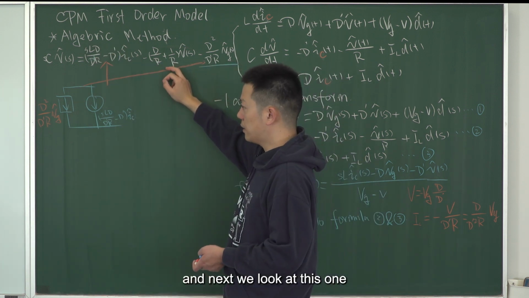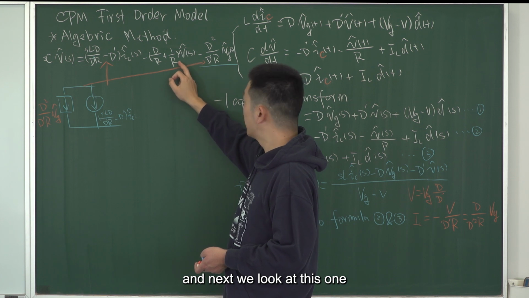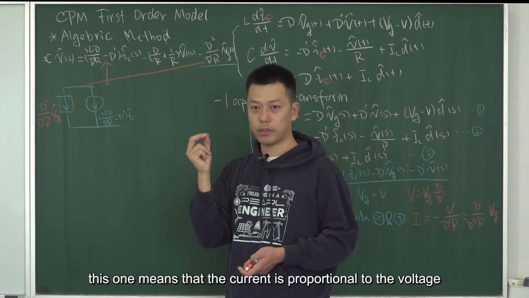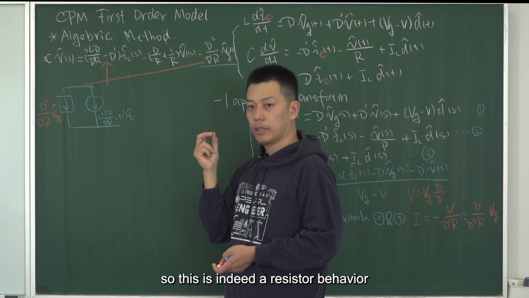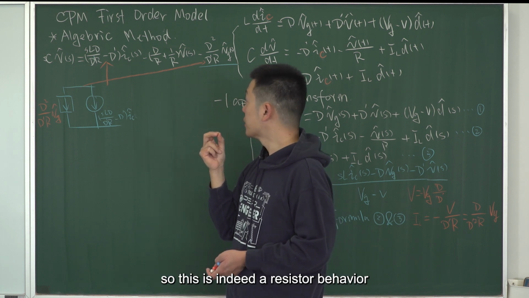And next, we look at this one, right? This one means that the current is proportional to the voltage. So this is indeed a resistor behavior.